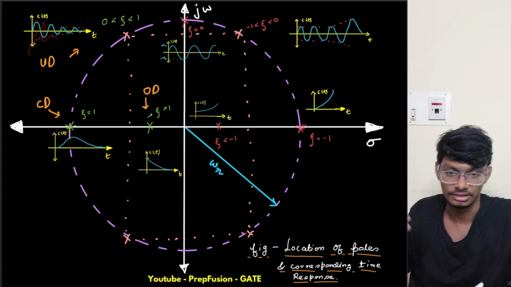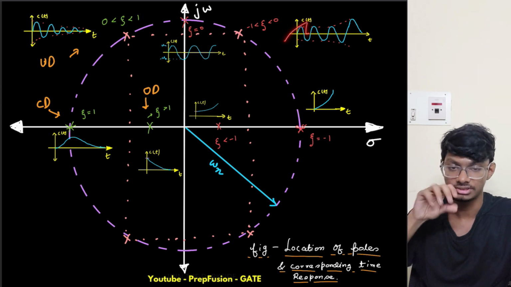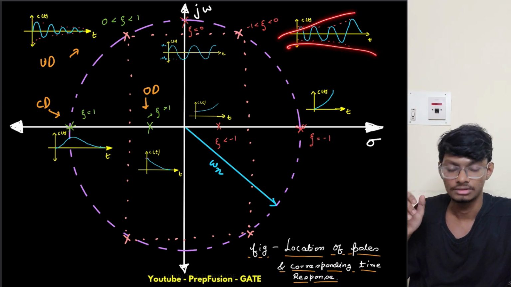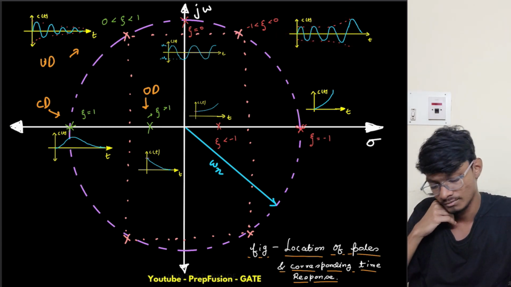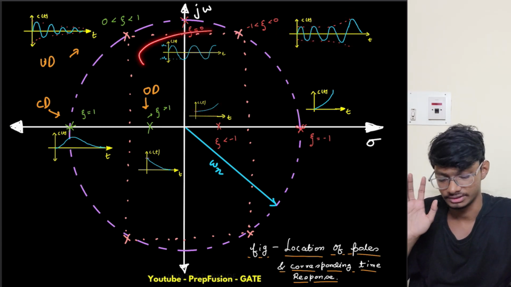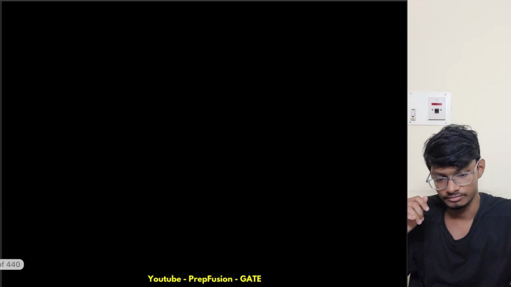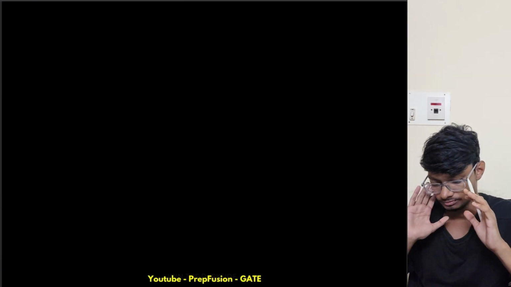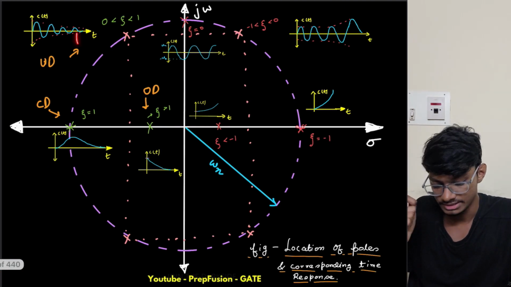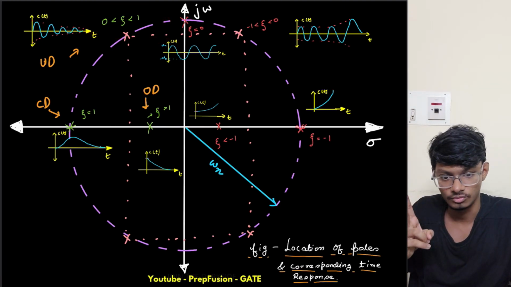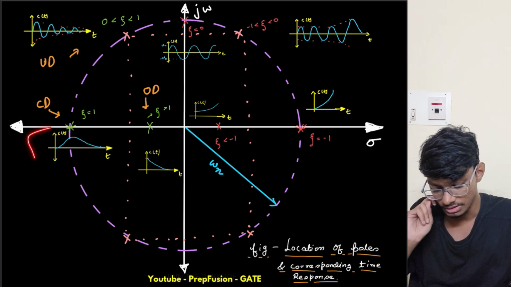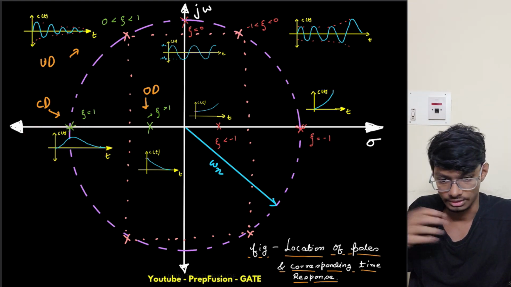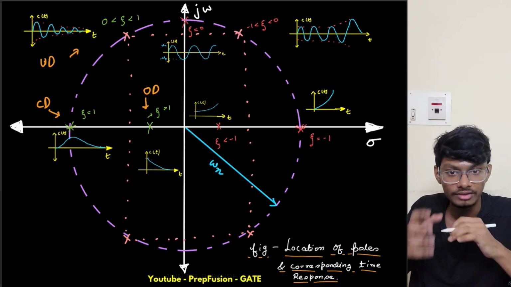This is oscillating and dying down. Here the oscillations are regenerating, getting more energy, so they are blowing up. And this is marginally stable, right? Also I have told you all those things about the roots: zeta for underdamped is between 0 to 1, zeta for critically damped is 1, zeta for overdamped is greater than 1, and for undamped it is 0. Why, you can understand, right?